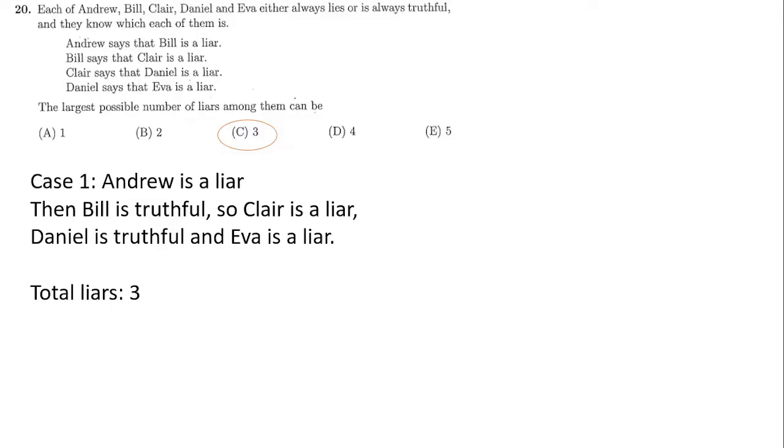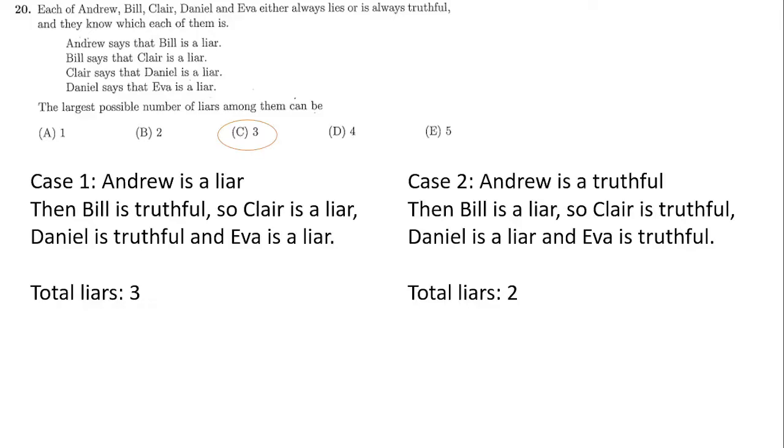So they split it into cases: 1, Andrew is a liar, and 2, Andrew is truthful. In case 1, Bill is truthful, so Claire is a liar, Daniel is truthful, and Eva is a liar, so the total liars is 3. In case 2, Bill is a liar, so Claire is truthful, Daniel is a liar, and Eva is truthful, and the total liars is 2, so the maximum is 3.